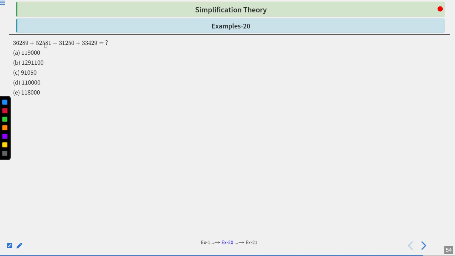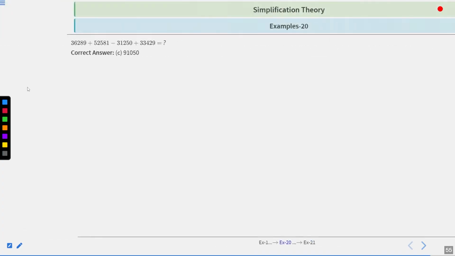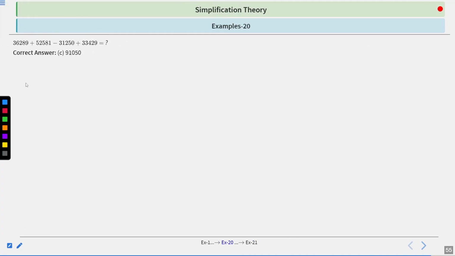36,289 plus 52,581 minus 31,250 plus 33,429. We have 5 options. First one is 1,19,000, second is 12,91,100, third one is 91,050, D is 1,10,000 and last one is 1,18,000. Now see the solution. The correct answer is 91,050. Now this is the basic question of addition and subtraction.